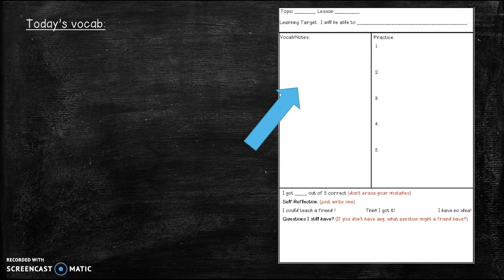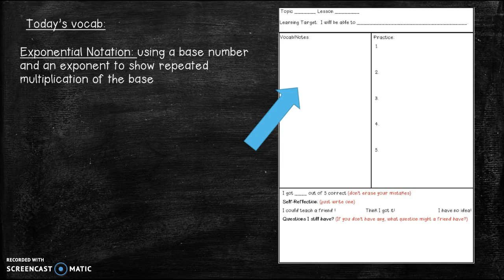Today's vocabulary is really important, so make sure that you pause the video so you can write down all of the drawings and all of the vocabulary. The first one is exponential notation. Say it with me. Ready? Exponential notation. That means using a base number and an exponent to show repeated multiplication of the base.